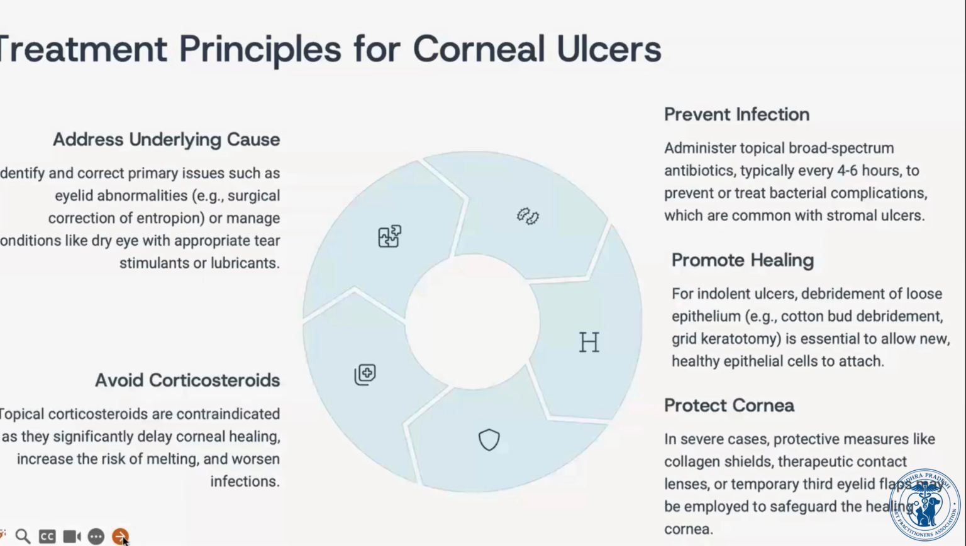So treatment principles of corneal ulcers, if we see, every ulcer requires certain things. An E-collar is mandatory for all the ulcers. We have to provide broad spectrum antibiotic coverage for the ulcers, and we have to address the underlying cause, see if any eyelid abnormality is there, or there is entropion or dry eye, all those things. We have to correct them. Then only we can manage those ulcers long-term.